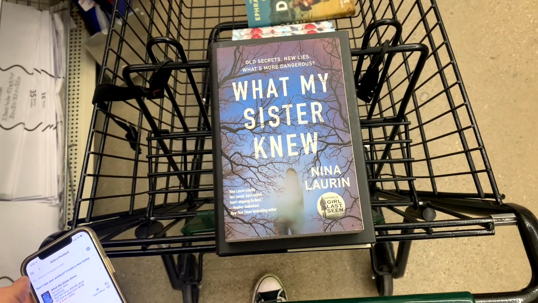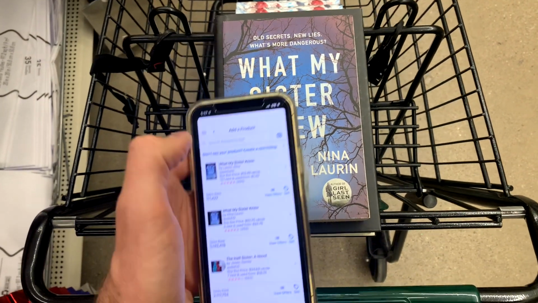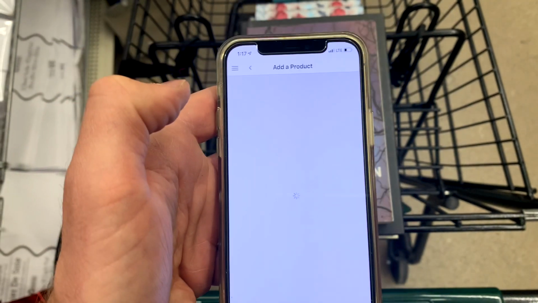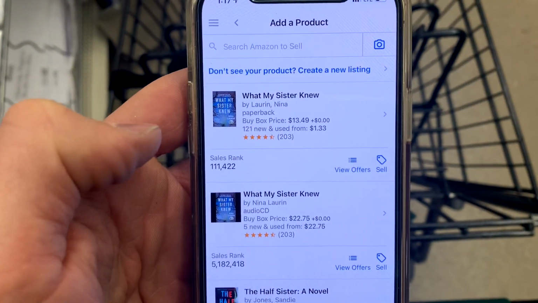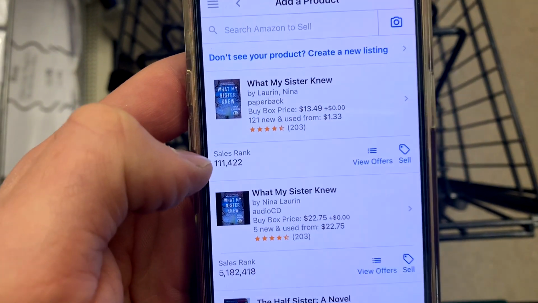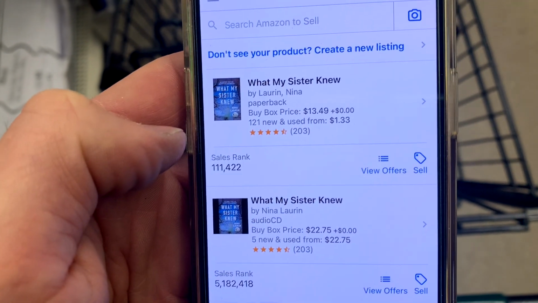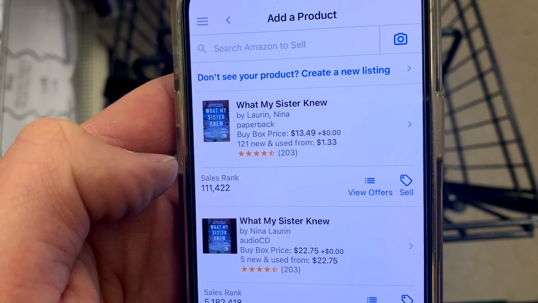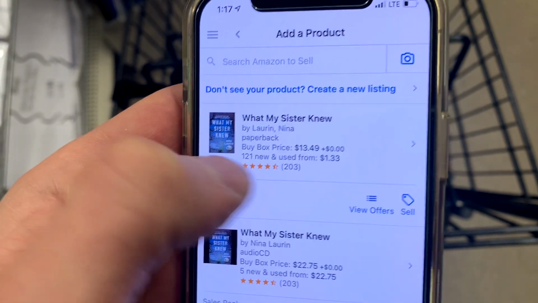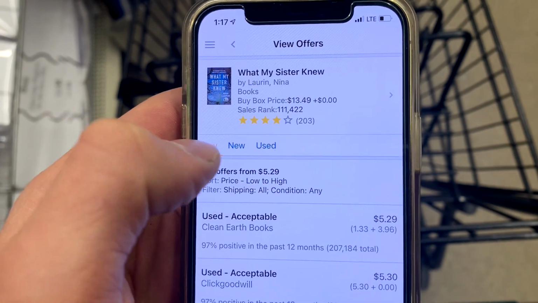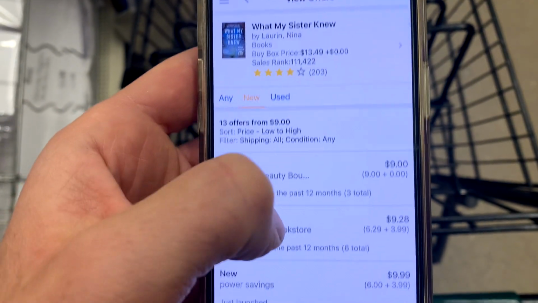Okay, so last but not least, here's a paperback book that I found, and we'll give it a scan. It's the top one, it's paperback, and the sales rank is 111,000, which is looking pretty good. And the buy box price is $13.49, which isn't amazing, but we could make some money on this. So let's click on the offers here. And again, we'll click on new and look at the prime offers.